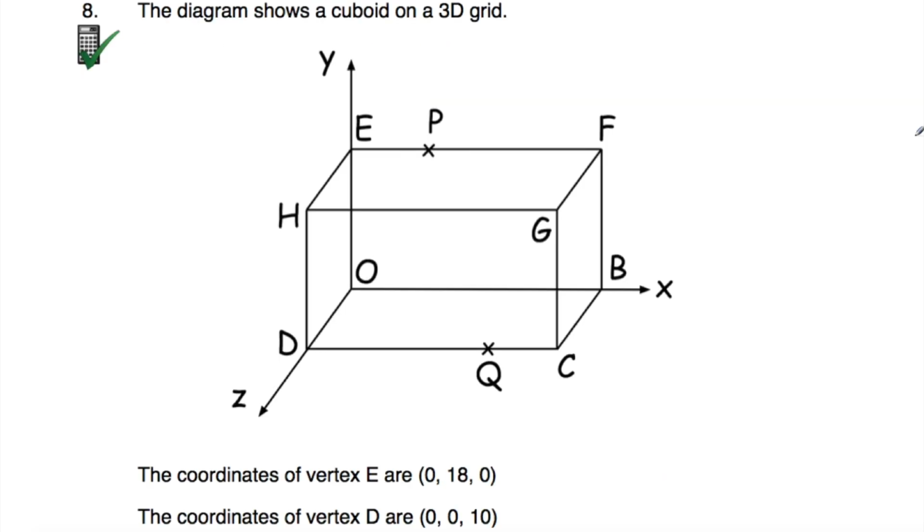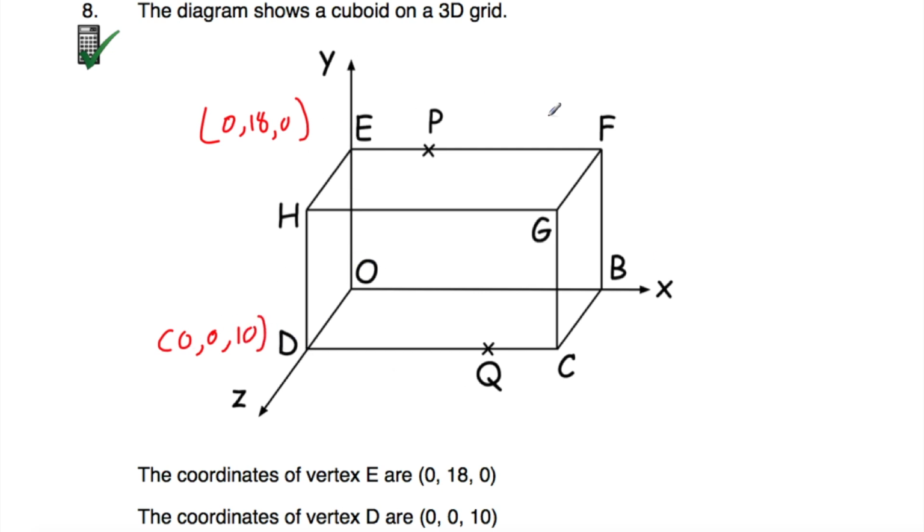Okay, let's have a look at our next question, question number 8. So we've got this cuboid, and we're told the coordinates of vertex E, this point here, are 0, 18, 0. So that's the coordinates of this point E. And the coordinates of point D, this point here, are 0, 0, 10. So we've got the coordinates of E and the coordinates of D.